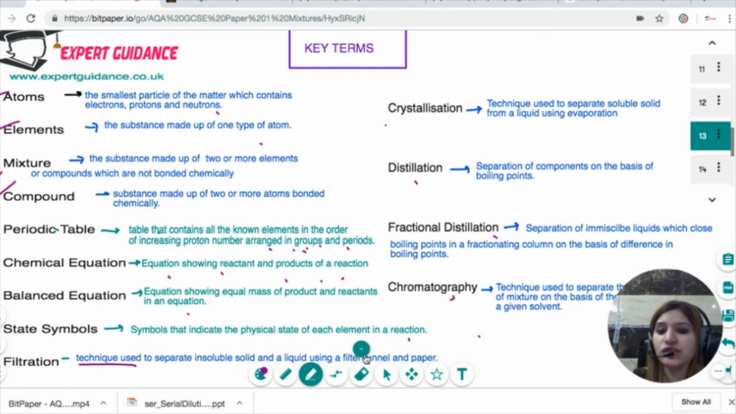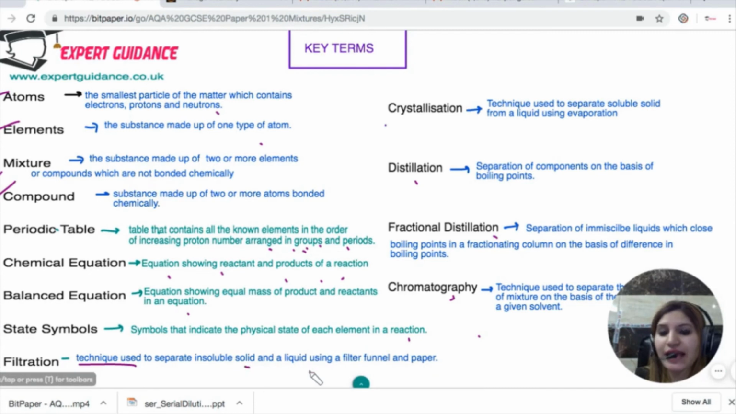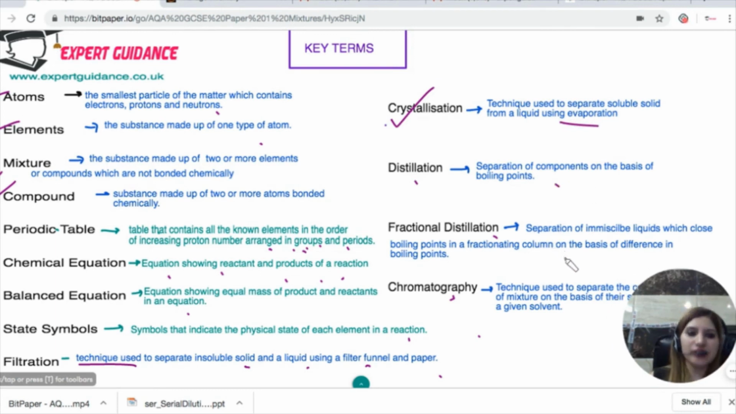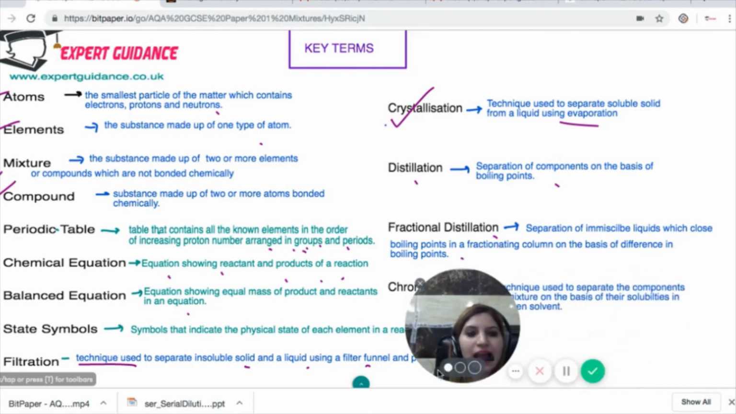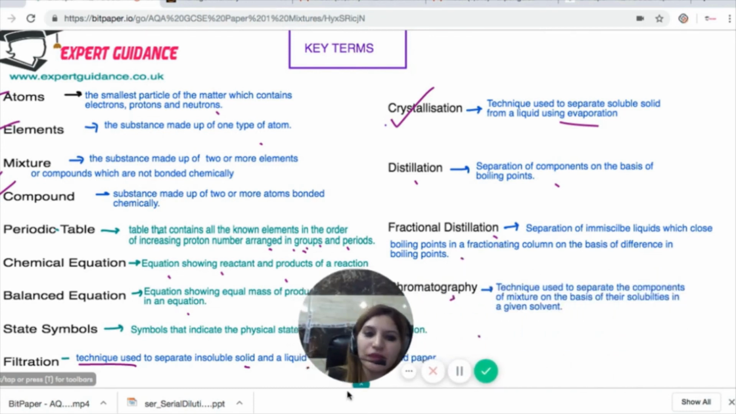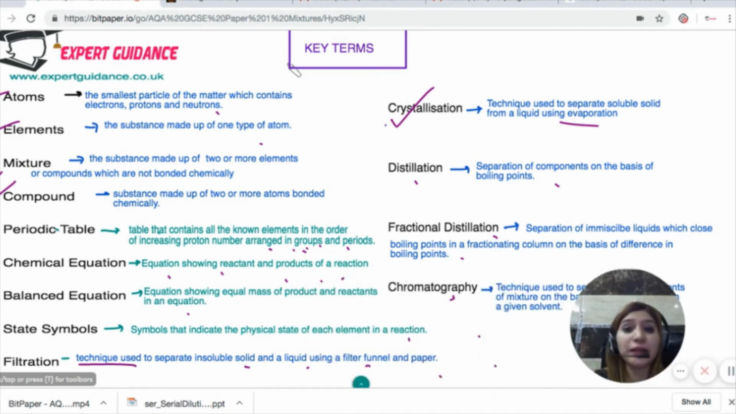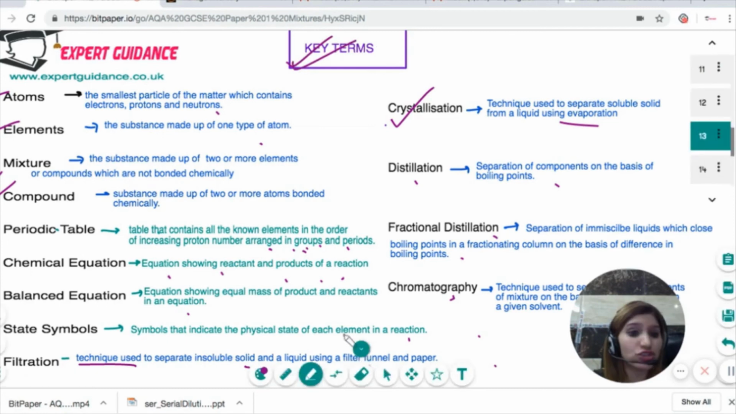Filtration is used to separate an insoluble solid and a liquid using a filter funnel and a filter paper. Crystallization is a technique used to separate a soluble solid from a liquid using evaporation. Distillation is the separation of components on the basis of boiling point. Fractional distillation is the separation of miscible liquids with closer boiling points in a fractionating column on the basis of difference in boiling point. And chromatography is a technique used to separate the components of a mixture on the basis of their solubilities in a given solvent. So I hope these key terms are clear to you and you should remember them all.